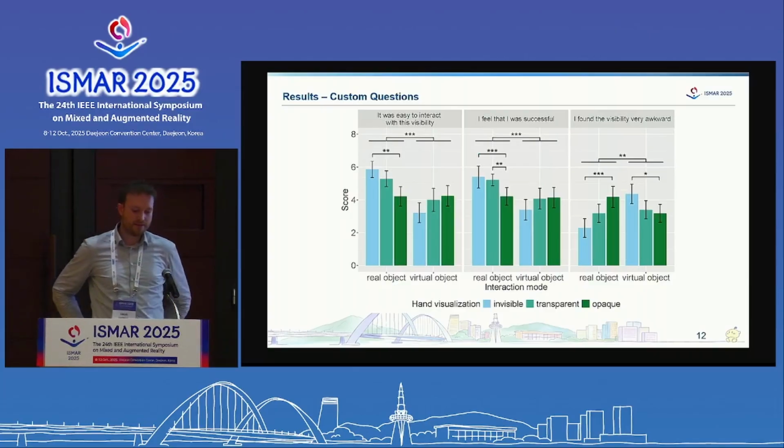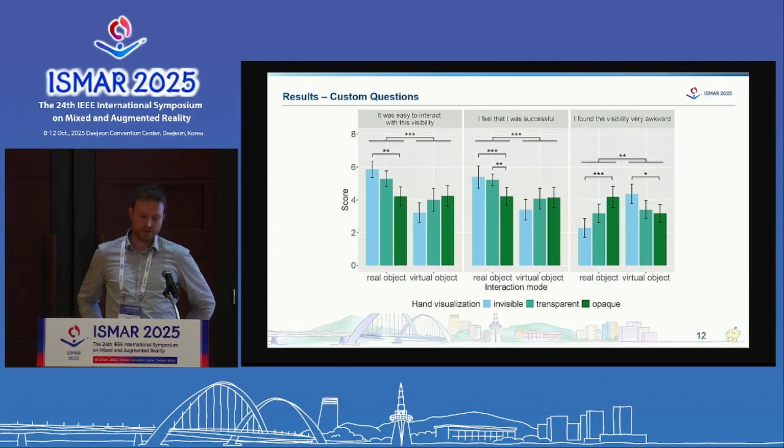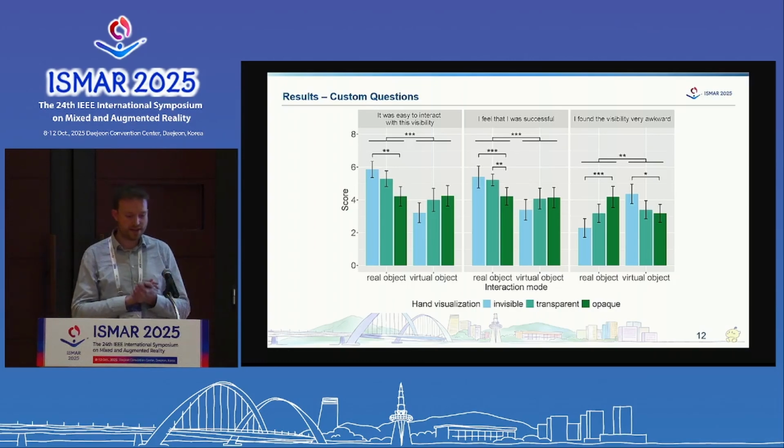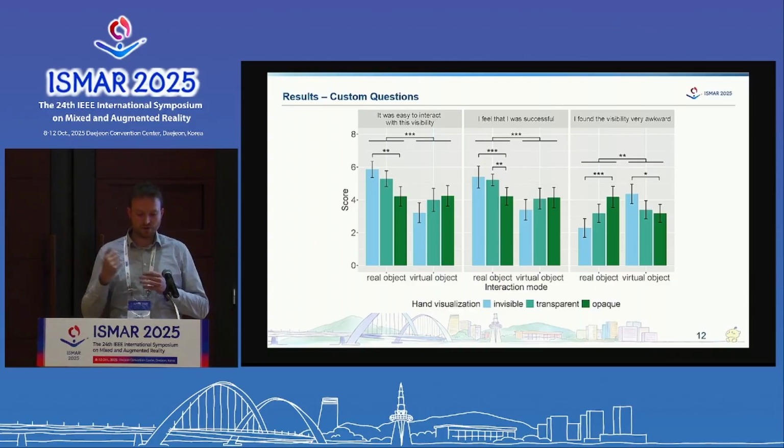Looking at the custom questions, we used these three different questions. And here again, we see for each of them the difference between real and virtual objects. But we again see similar interaction effects. For how easy it was to interact with this visibility, we see that with the opaque hand, it was more difficult to interact with the real objects compared to the invisible one. How successful did people feel when interacting with these hands? We see again that the opaque hand, compared to the invisible and transparent hand, scored lowest.